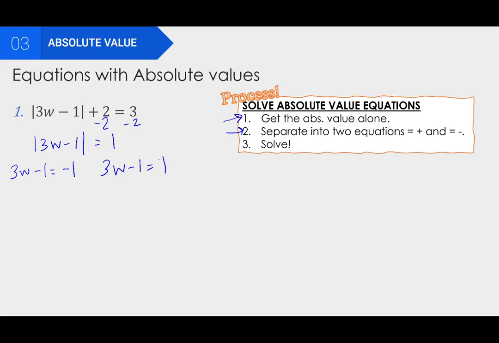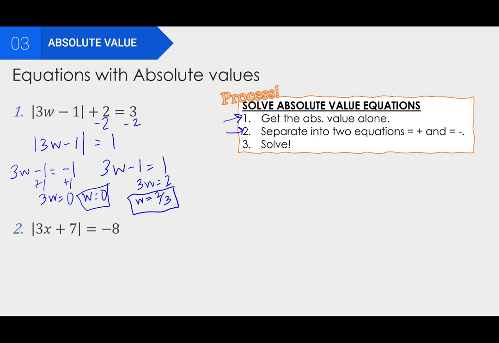So here's our 2 equations, and then we just solve them using our steps from linear equations where we get the variable alone. So at 0, w equals 0 here. Our other answer, we'll add 1 over, divide by 3, and our other option for w is 2/3. Those would both give me a true statement if I plug them in.